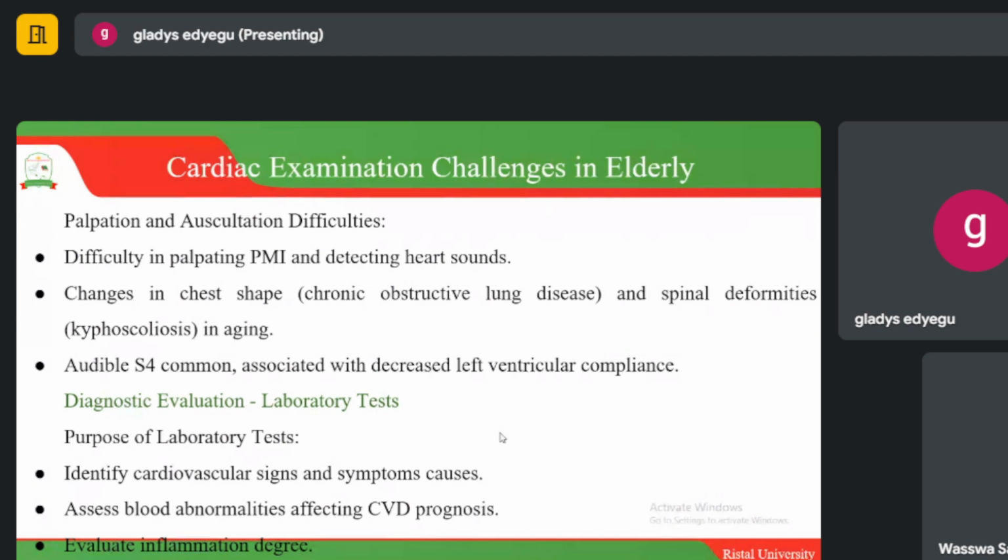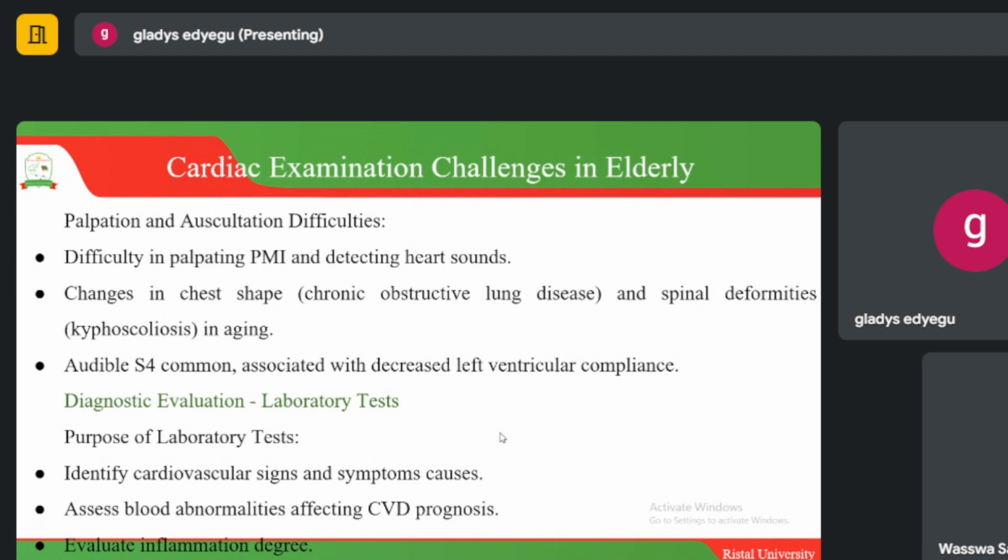You find somebody who has been walking straight is now walking bent. That is what happens to the spine around the thoracic region, and the patient walks as if bending, and therefore you cannot access some of the areas you need to within the thoracic region or around the chest because of that kyphoscoliosis deformity in the elderly. So we have to look at all this, and we shall see that it's not easy to examine an elderly patient. You have to be very keen, and take your time to be patient with them.